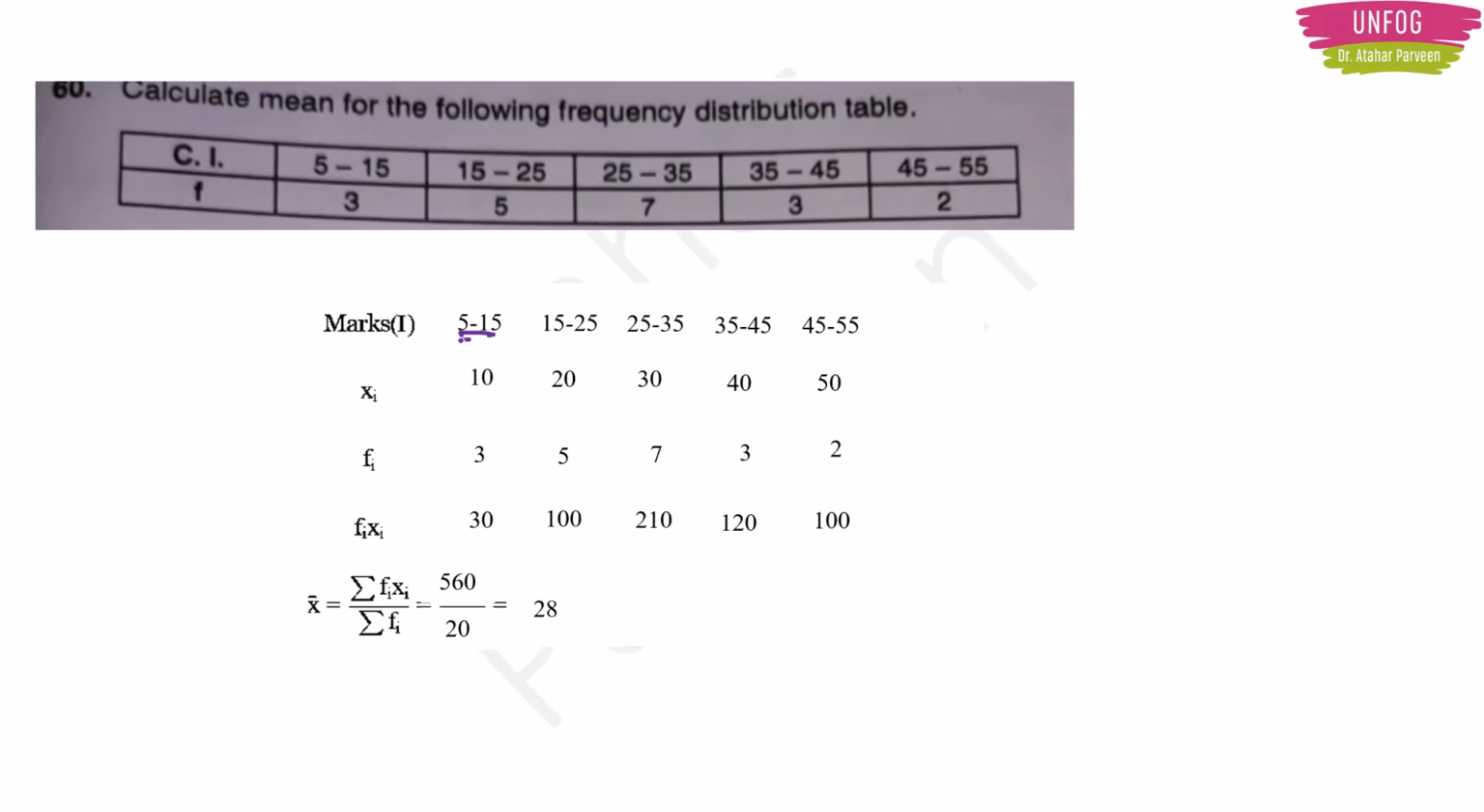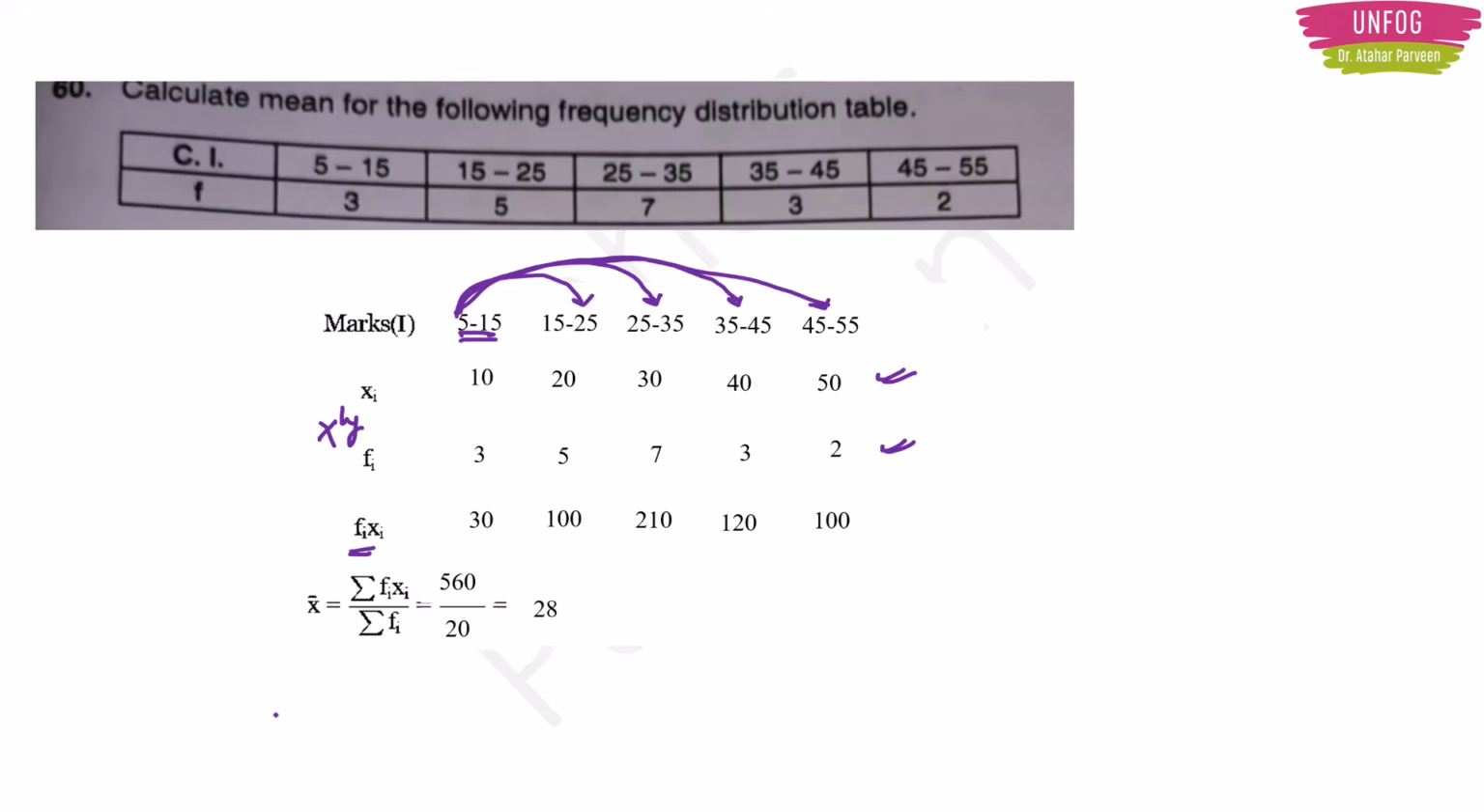Here it is (5 plus 15), which is 10, right? Again (5 plus 25) for the second class interval. Again 35, again 45, again 55. So you will get xi here. Frequency they have given in the question. With that you can just multiply xi and fi to get fi xi.